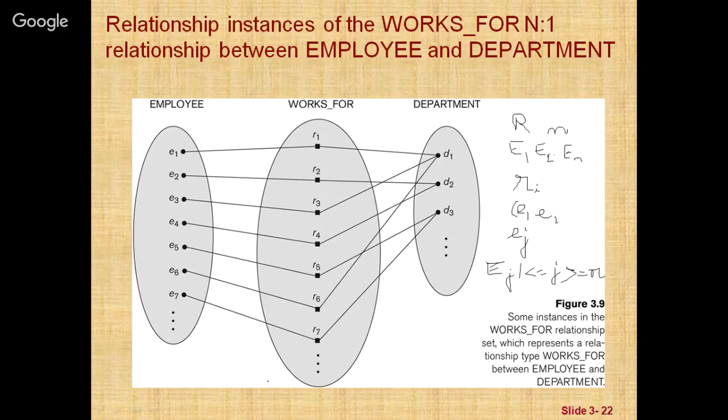So the degree of relationship type is the number of participating entity types. Hence, works for relationship is of degree 2 here. So a relationship type of degree 2 is called binary, and one of degree 3 is called ternary.